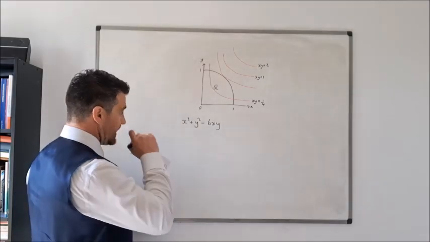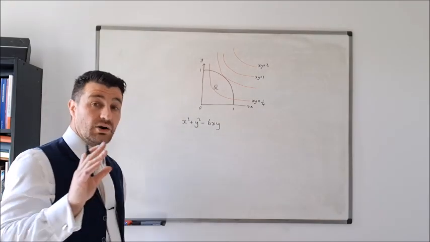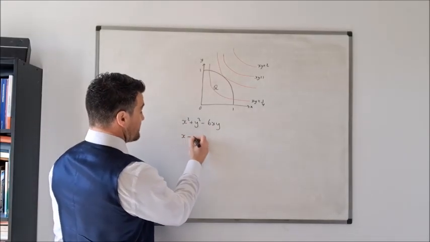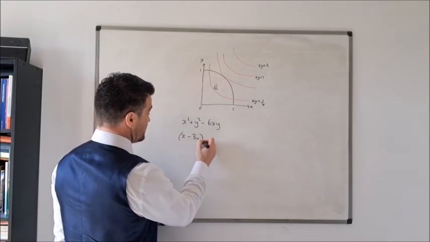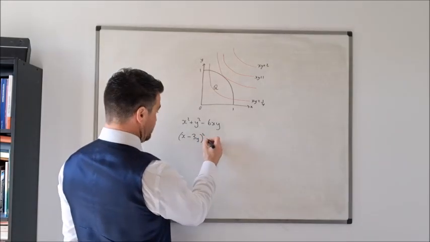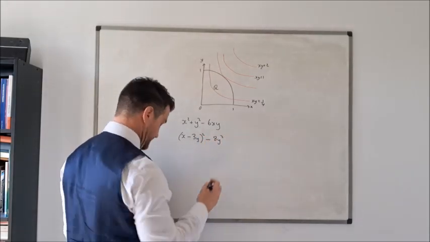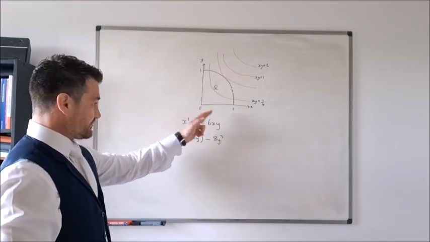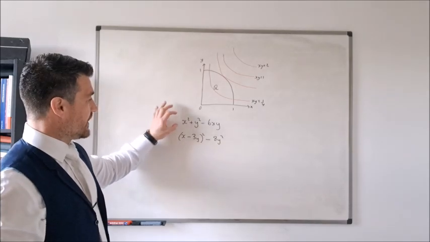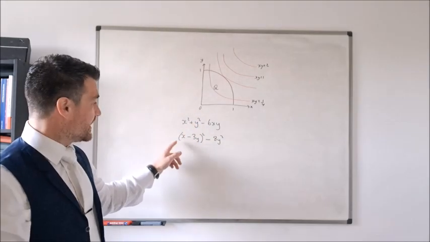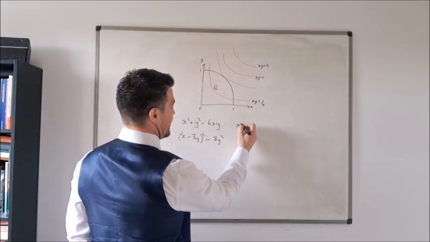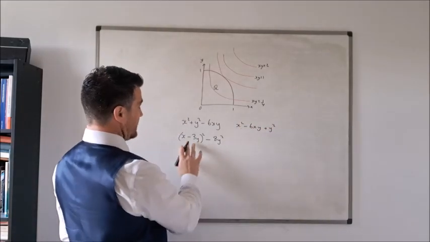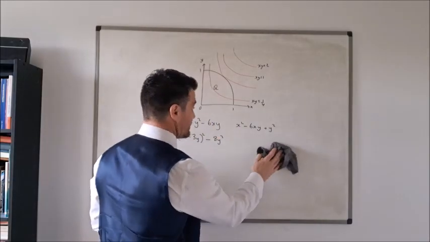So fortunately, I came up with the idea, and I'm not saying that this is the only way that you can do this, but this is the way that I did it. I wrote this as (x minus 3y) squared minus 8y squared. So it's almost like completing the square on this, as if it were a quadratic in x. Okay? So think about it as something like x squared minus 6xy plus y squared. It's kind of like completing the square.